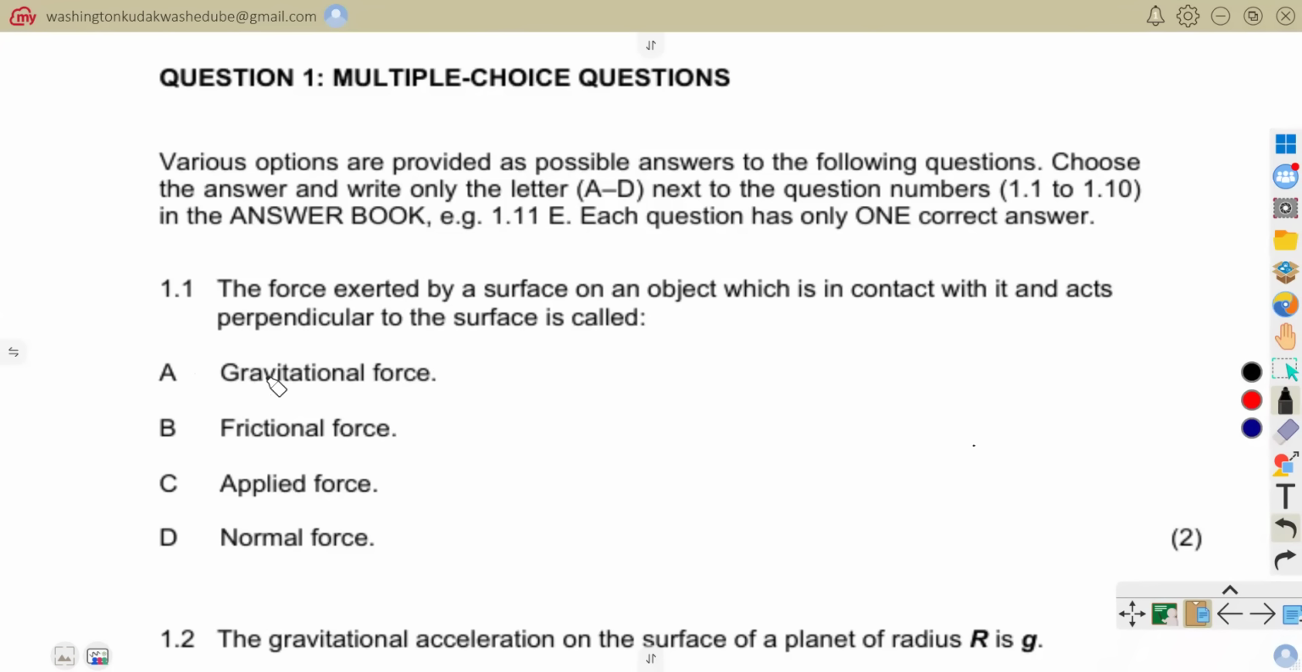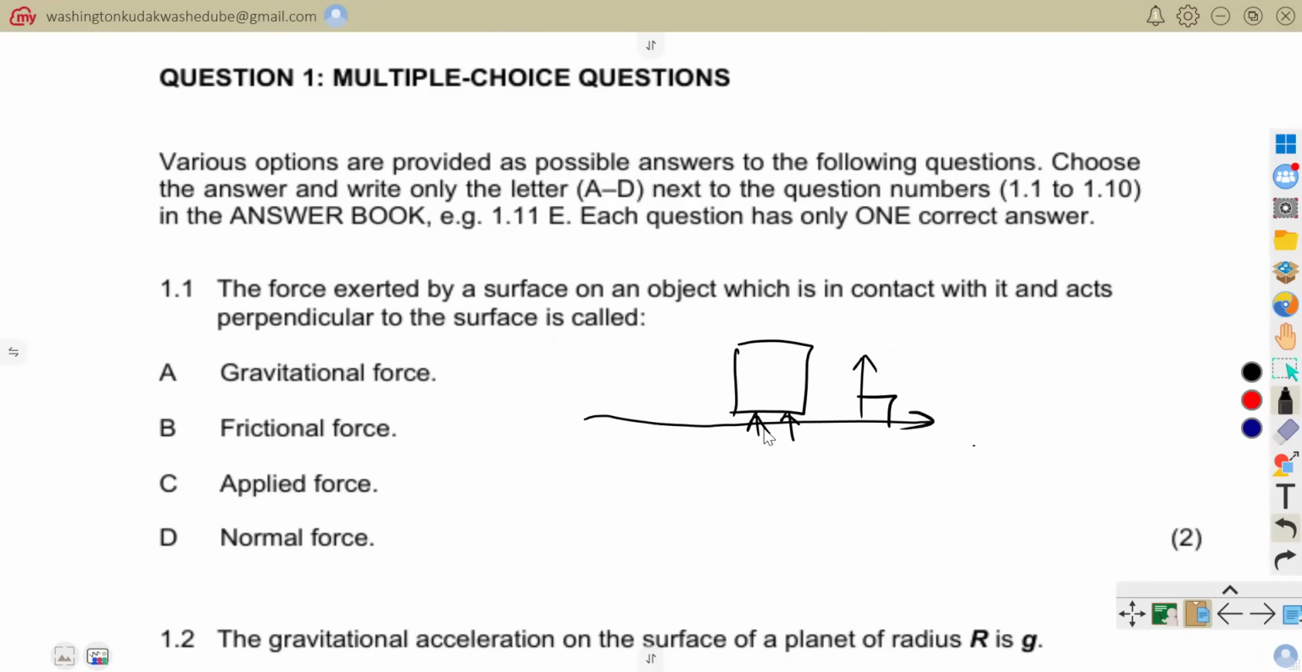So without wasting time, I would like us to start with question number 1.1, which was saying, the force exerted by a surface on an object which is in contact with it and perpendicular to the surface is called what? So we have an object, and there is a surface that is in contact with this object. They are saying that surface applies a force to this object, and that force is perpendicular to the surface.